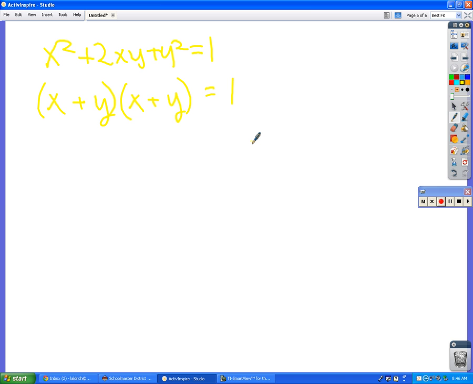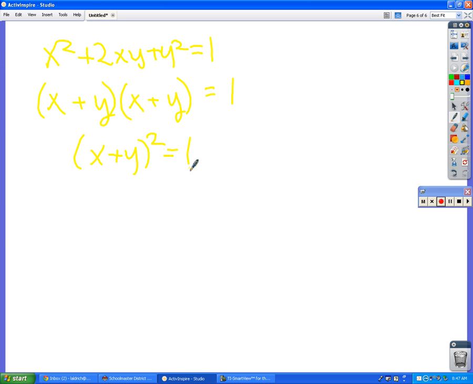Well, what's another way of writing x plus y times x plus y? X plus y squared. Now, can you see a way out of the darkness? We were still trying to solve this for y. So then x squared. No, then we'd be back to where we started. Any bright ideas?